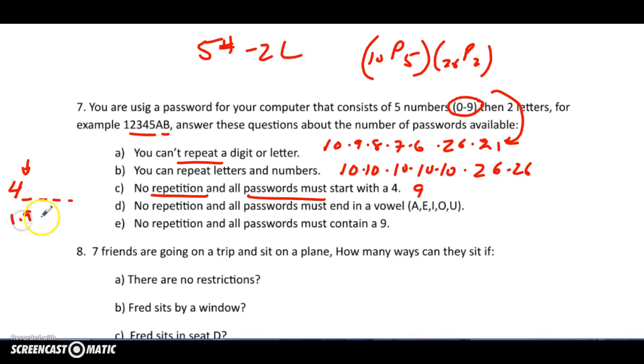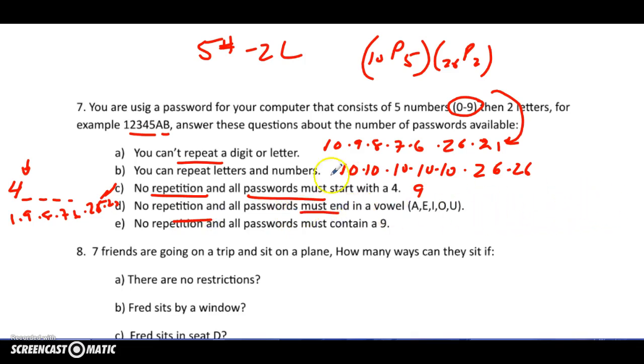So you have 1 option for the first number, 9 for the second, 8, 7, and 6. Okay, so 9, 8, 7, 6. The 4 is already gone. And then for the letters, it's just times 26 and 25 again. Oops, 26 and 25. So that's this one. No repetition, and all passwords must end in a vowel.